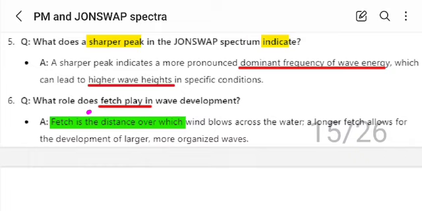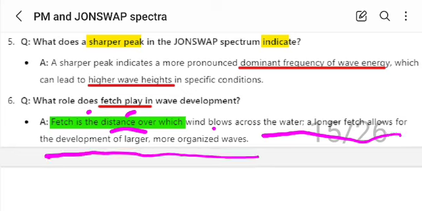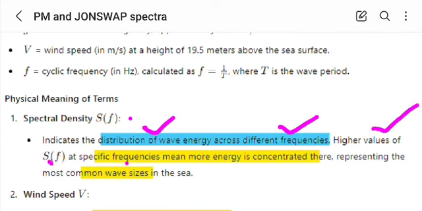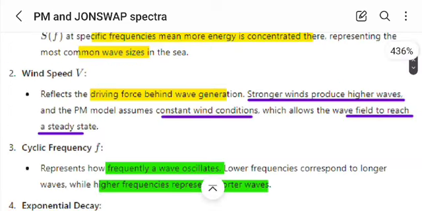Here you can see what role fetch plays in the wave development. Fetch is the distance over which the wind blows across the water. Longer fetch allows for the development of larger and more organized waves. That is nothing but the fully developed sea. Here S(f) is the spectral density that indicates the distribution of wave energy across different frequencies. Higher values of S(f) at specific frequencies mean more energy is concentrated there, representing the most common wave sizes in the sea.